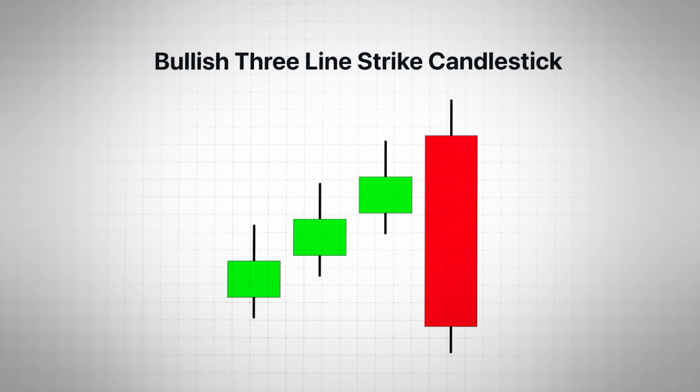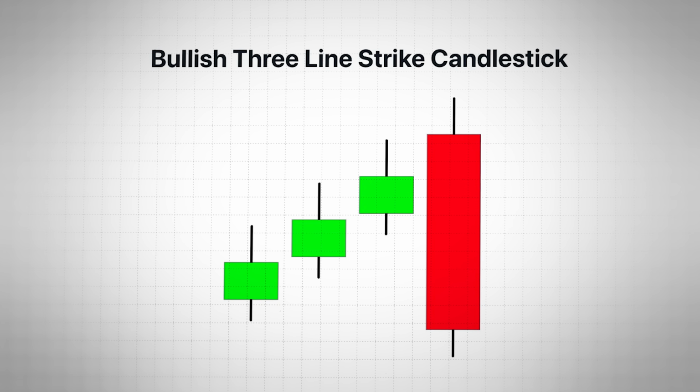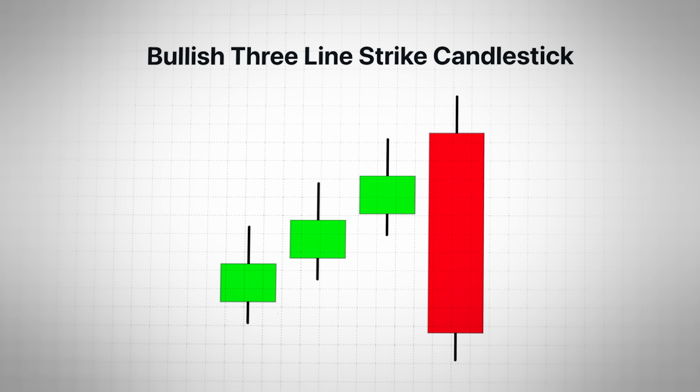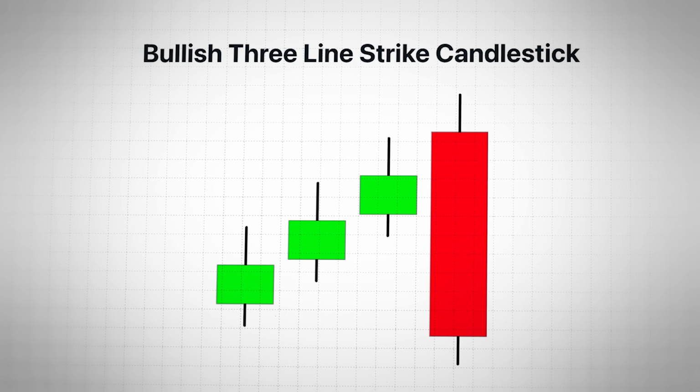Anyhow, the bullish 3-line strike consists of 3 green candles with medium bodies, followed by 1 candle with a large red body that brings prices back down to the start of the first green candle. The bullish 3-line strike happens during an uptrend, but it can be hard to understand.